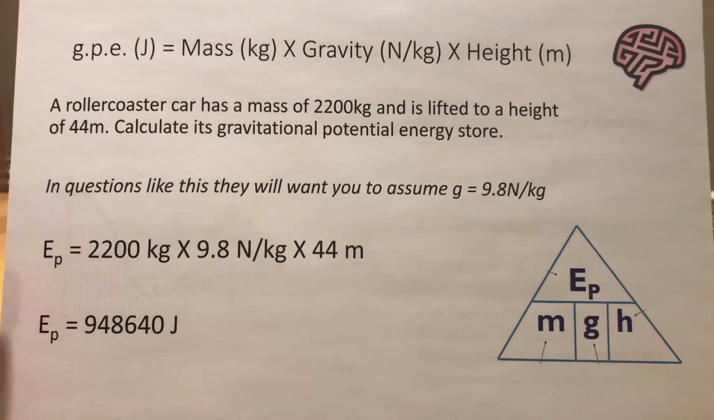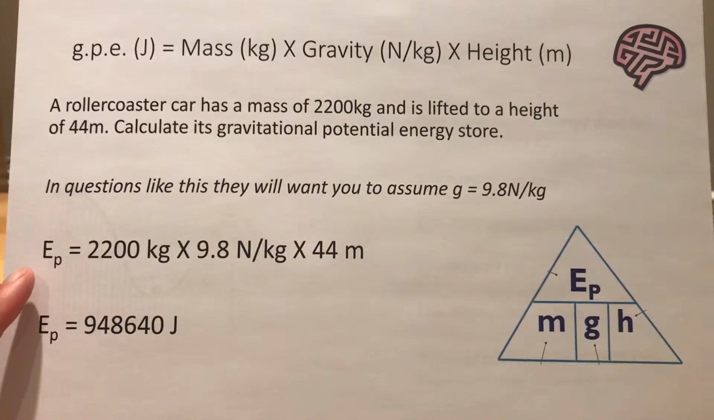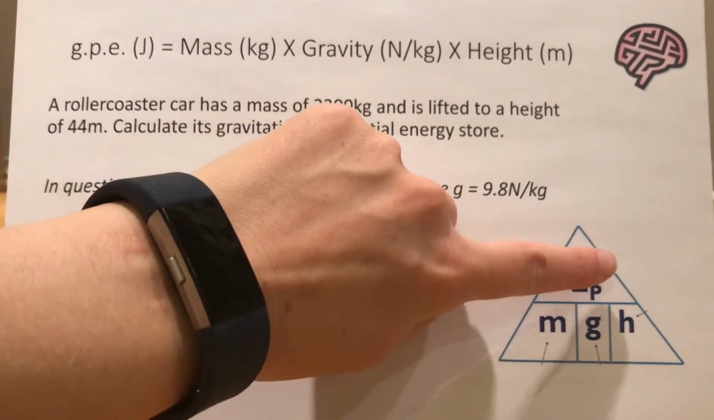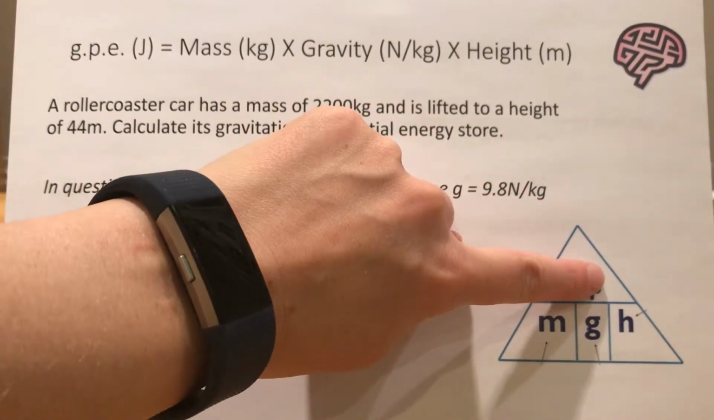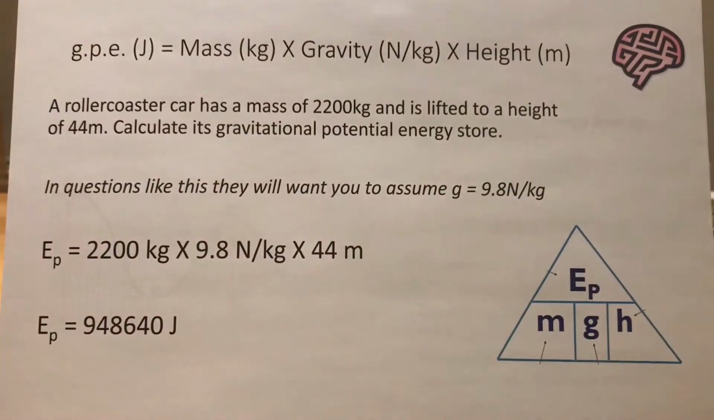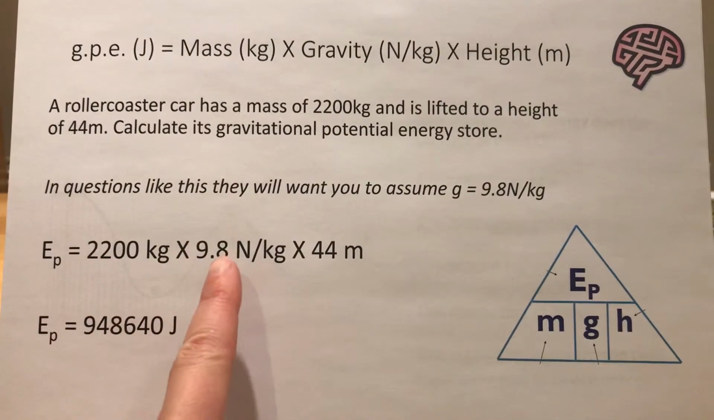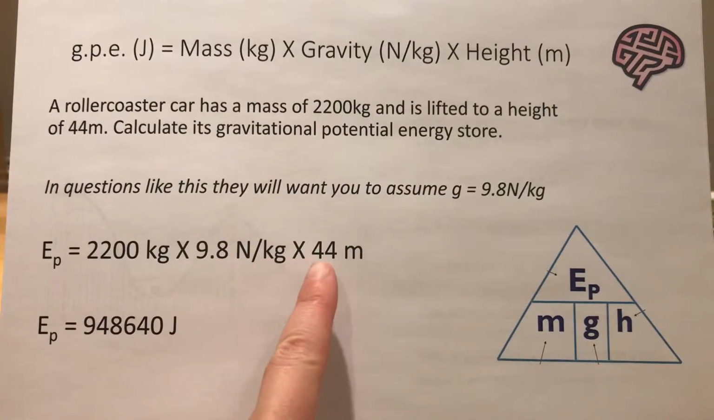So here's my gravitational potential energy. I've substituted into the equation. I haven't had to rearrange it. Okay, just to confirm, you can take the gravitational potential energy, cover it up, and it's mass times gravity times height. And I've put in the mass, 2,200, the gravity, 9.8, and the height it's lifted to, 44. And when I work that out, I get 948,640 joules. So that is a straightforward calculation.